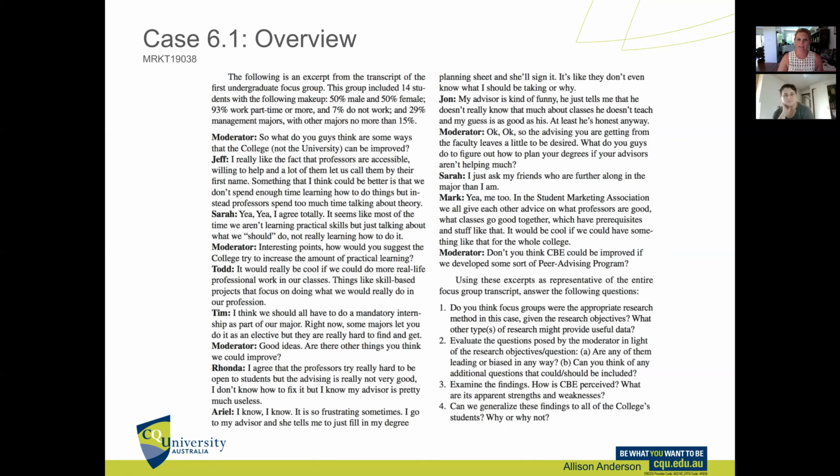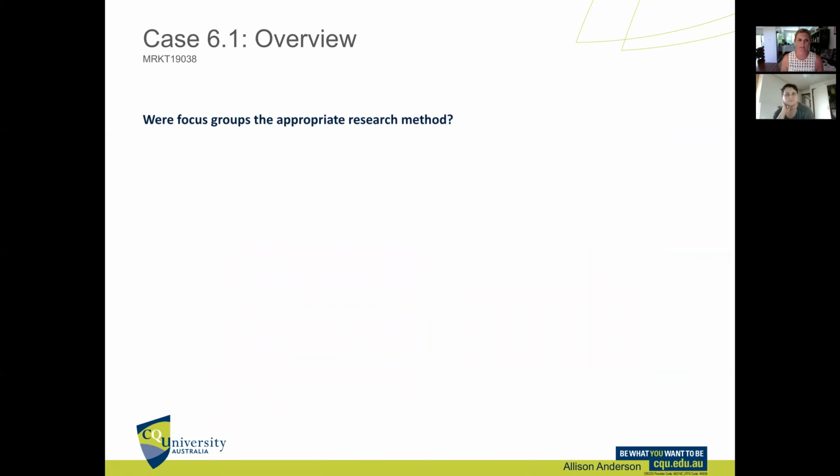So in here, I know you haven't read through it, so I'll just quickly identify. I've got the answers there, so I'll go over to the next page. Okay, so were focus groups the appropriate research method? Essentially they were looking for ways to improve the student experience, and I would say that yes, it was a good choice to use focus groups.